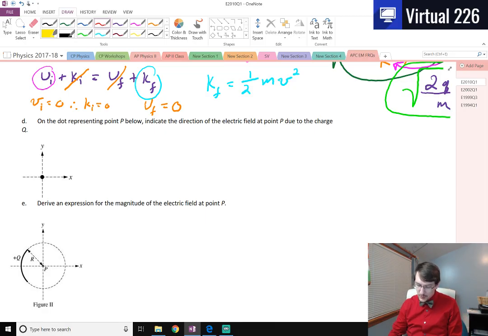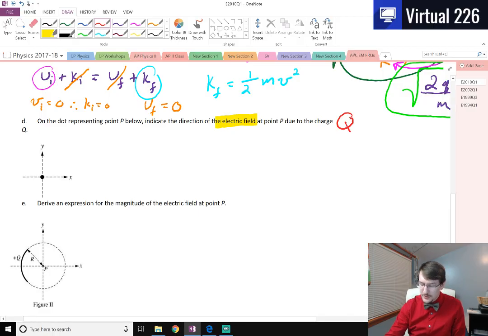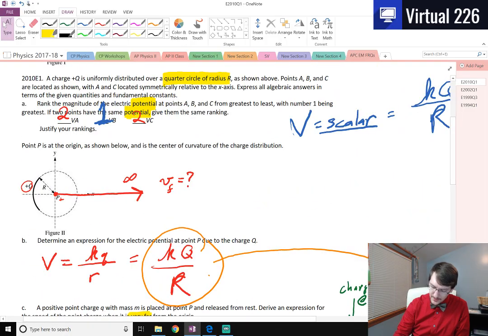On the dot below representing point P, indicate the direction of the electric field at point P due to the charge. And what charge they're talking about is charge Q, the total charge on that arc there. If we go back to that arc, I mentioned before that there's a lot of symmetry here, and our particle is going to go to the right.